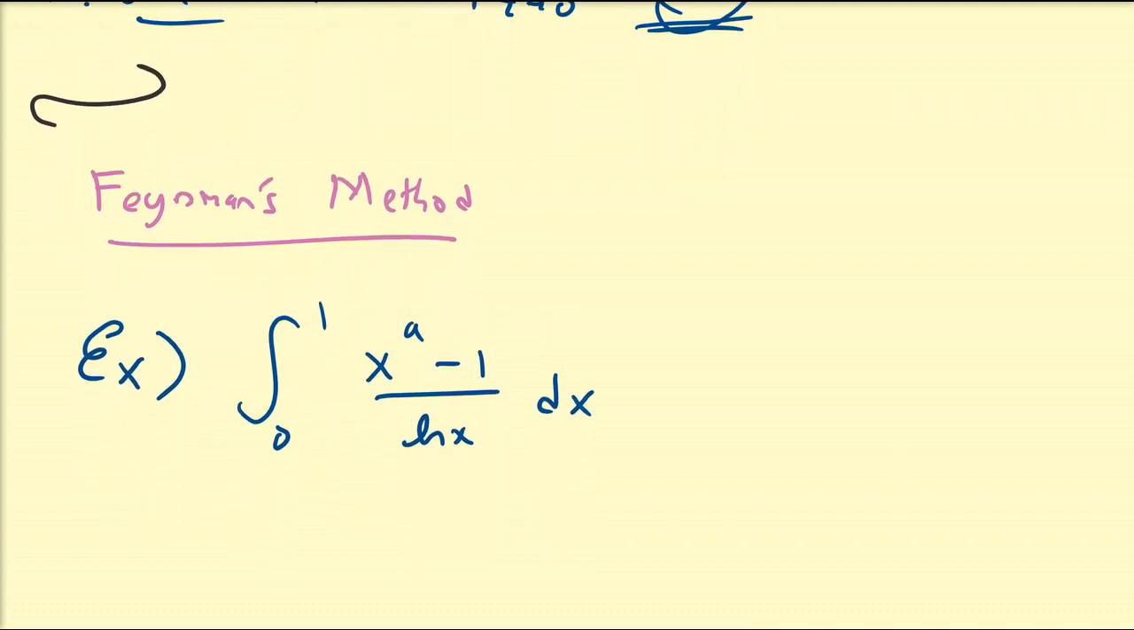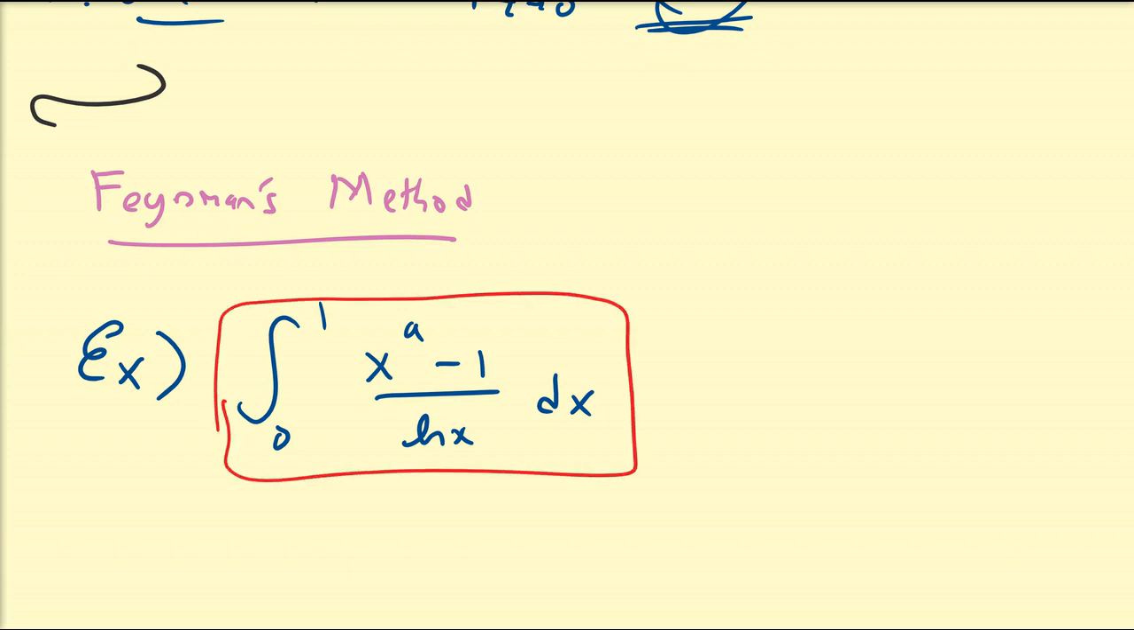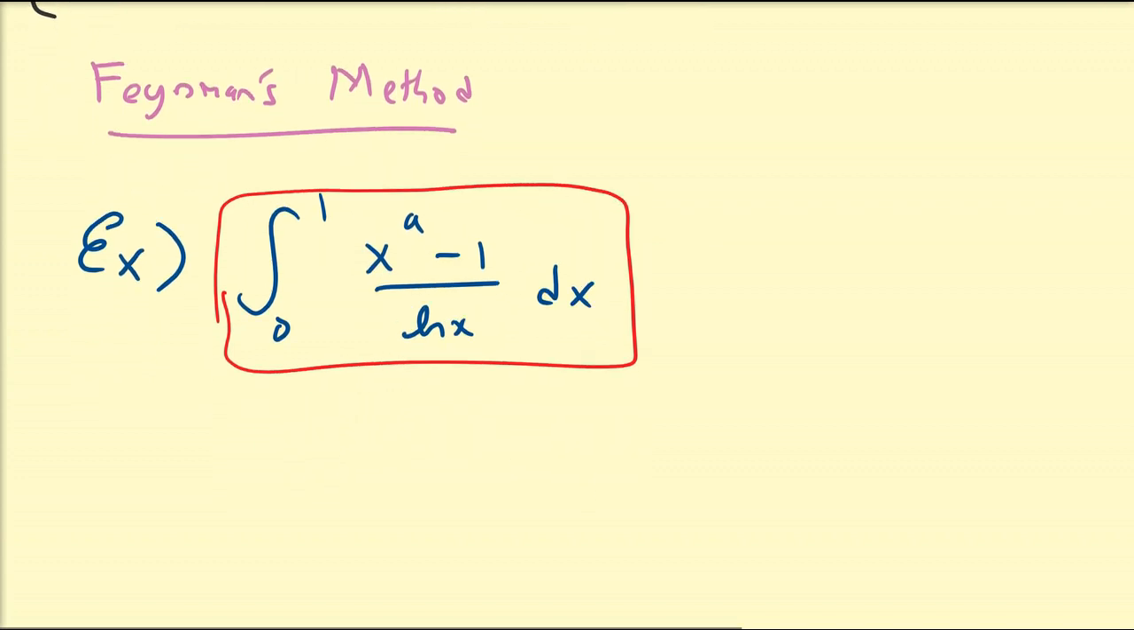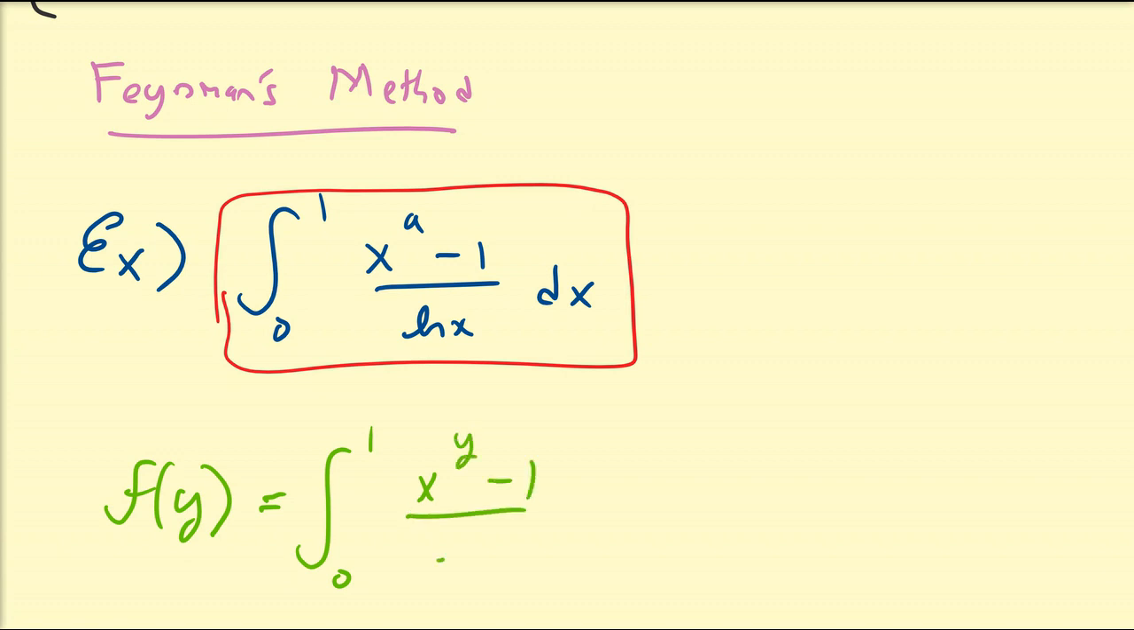So I'm going to instead rewrite this integral. This integral is over the domain of x from 0 to 1. So this integral, if it converges and exists, should be a function of a. So our goal is, okay, what is this equal to? So I'm going to define a new function. I'm going to call it, say, f of y. And I'm going to define this function f of y to be equal to the integral from 0 to 1 of x to the y minus 1 over the natural log of x dx.